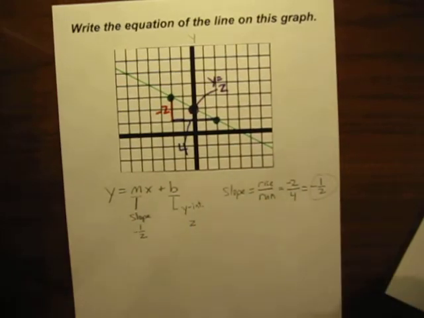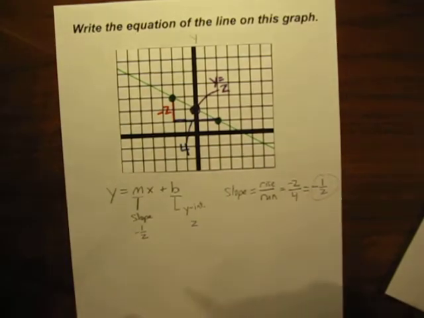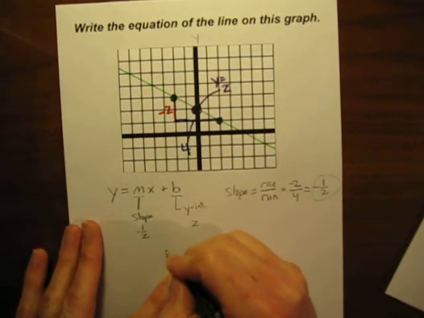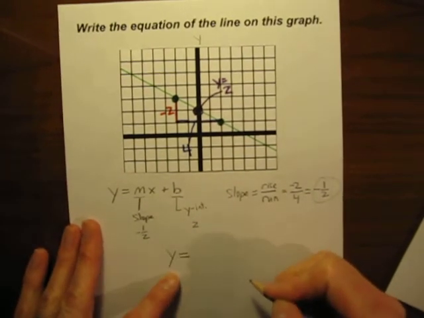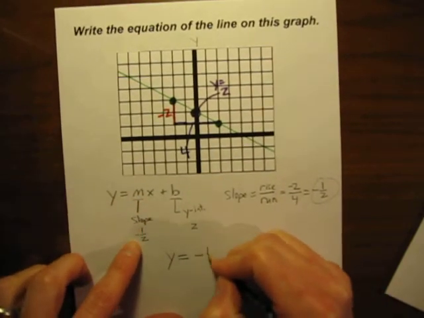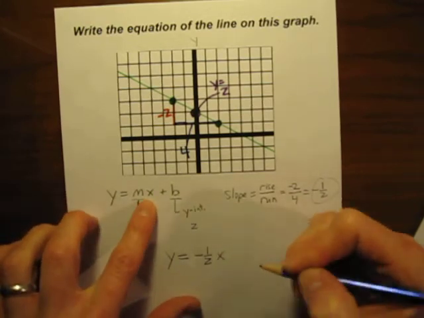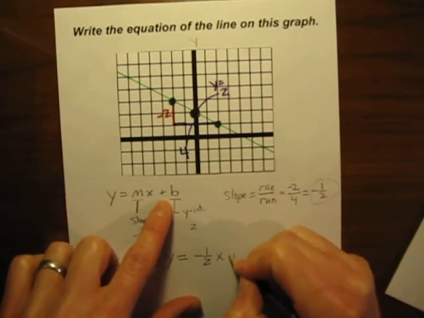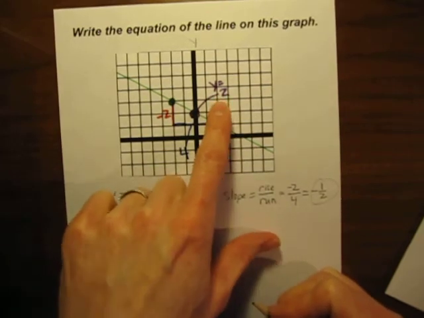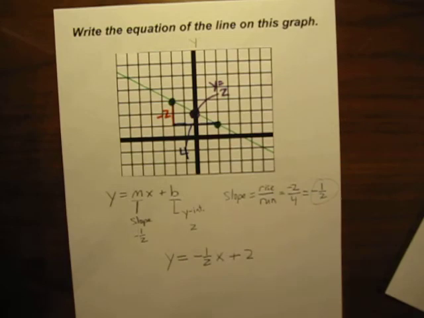And if we're going to write this equation now, that's the point of this question, write the equation of this line. Our equation will simply be y is equal to our slope m we determined is -1/2 times x plus our y-intercept, which we determined to be 2, and there's our equation.